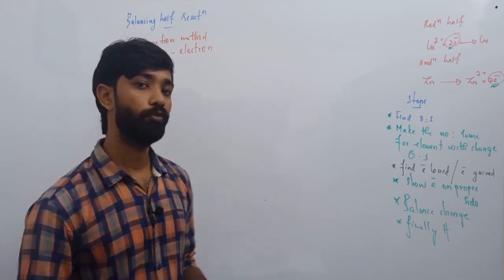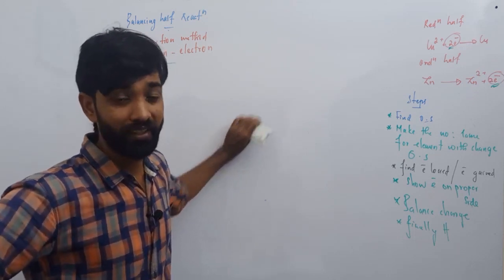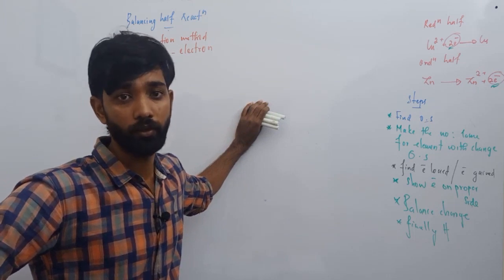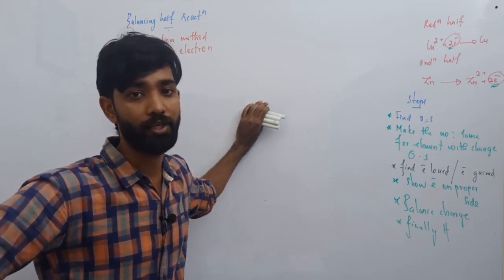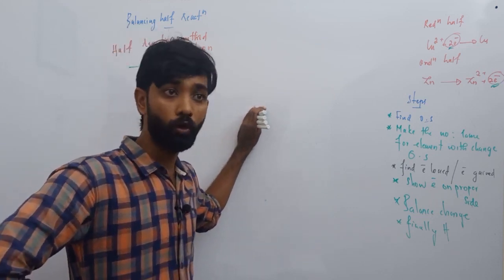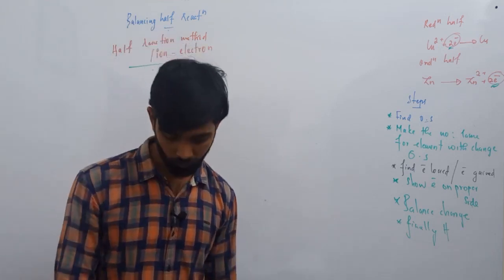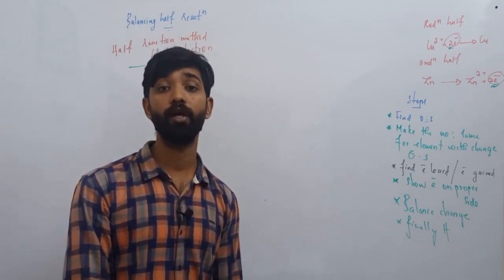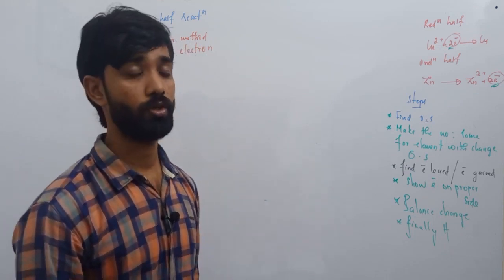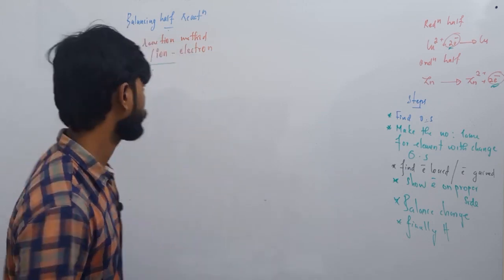For balancing, in the case of objective type questions, you may be asked to solve the full reaction. So you simply choose the oxidation number method. Or you may be given a half reaction and asked to solve the half reaction. Then you choose the half reaction method. The oxidation number method will not work there. Okay.